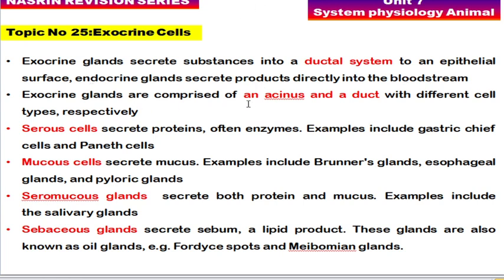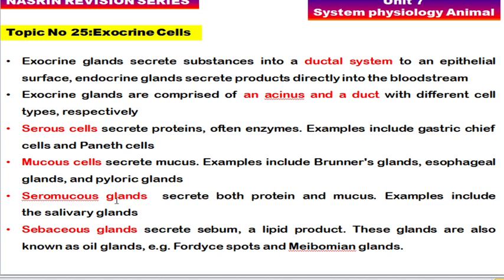Next, the exocrine gland comprises two important divisions: one is the acini and the duct, with different cell types. There are four important cell types. First is the serous cell, which will secrete proteins or enzymes. Examples include gastric chief cells and acinar cells. Next is the mucous cell, which will secrete mucus. Examples include Brunner's gland, esophageal gland and pyloric gland.